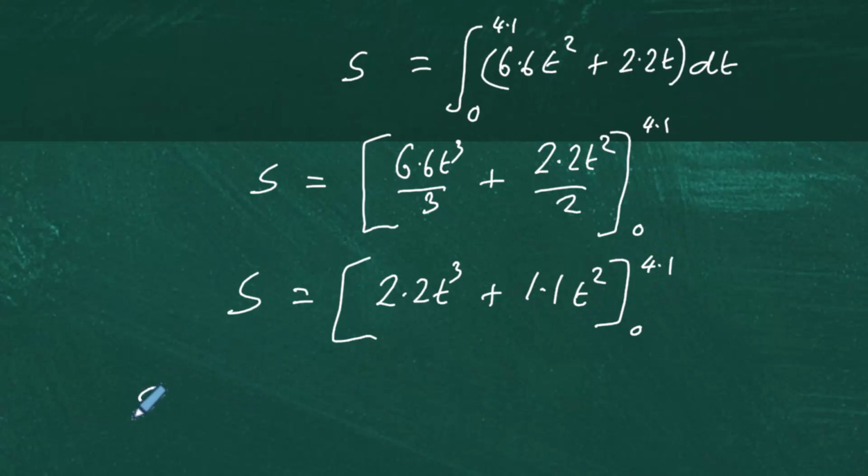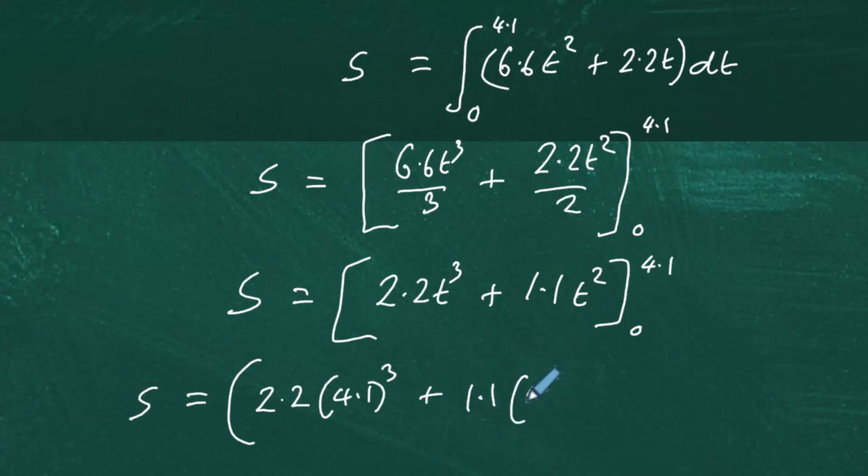So what we have to do now is put in our limits. First of all, the first part, if you work it out, we have 2.2t cubed, which is going to be 4.1 all cubed, plus 1.1t squared. 1.1t squared is going to give you 4.1 all squared, and we have to take away the 0 part of the limits. Obviously the t cubed gives you 0, and 1.1t squared gives you 0, so it's simply taking away 0.